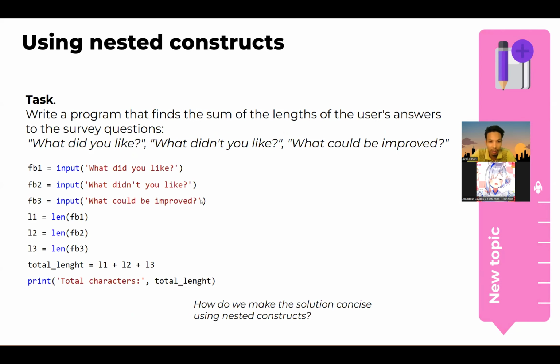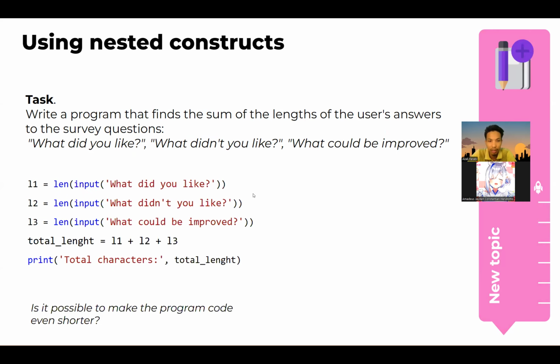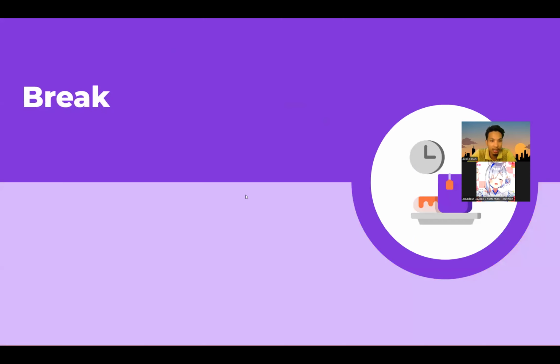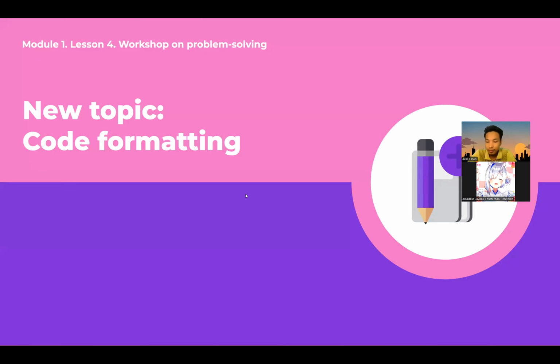Now, this is how we can do the nesting. I'm going to explain to you later, don't worry. Now, I'm going to go to the next section, the second part, and let's do the problem solving for the remaining time of us. I want to explain to you about code formatting.